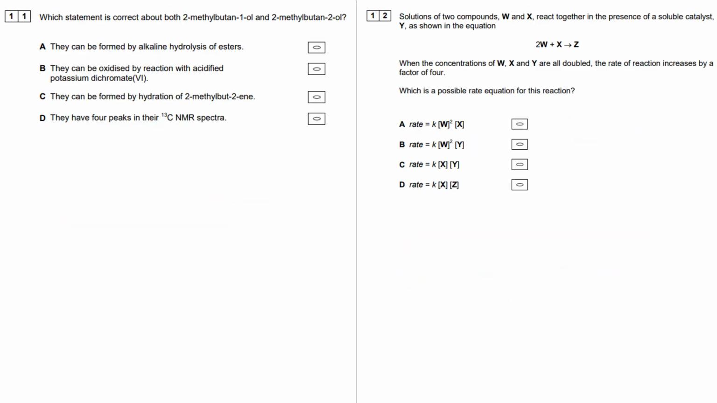Question 11. Which statement is correct about 2-methyl-butan-1-ol and 2-methyl-butan-2-ol? So when it's given you two molecules here, it's worth drawing both of these out. So you've got 2-methyl-butan-1-ol. So your OH is on carbon 1, and you have a methyl group on carbon 2 there.